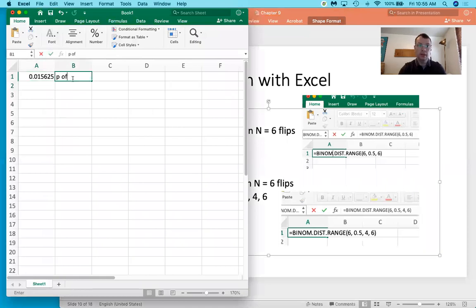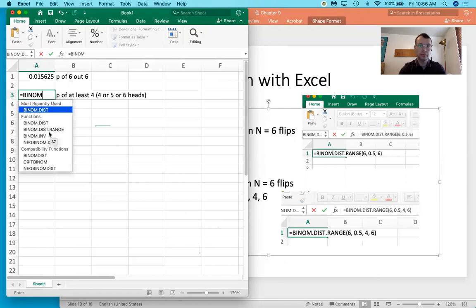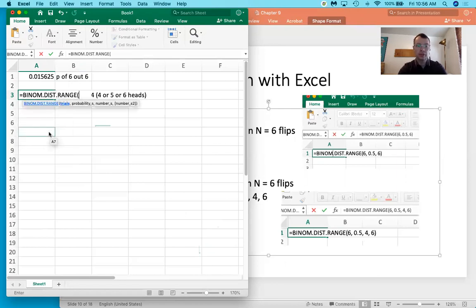So this is P of 6 out of 6. If we want P of at least 4, which is 4 or 5 or 6 heads, we simply add a 4th number to our function. So we're going to type binomial dist range, and we're still flipping the coin 6 times. The probability of a head is still 0.5, okay?